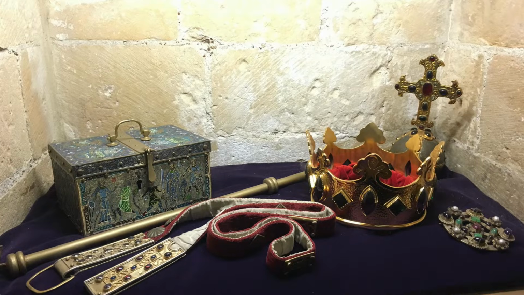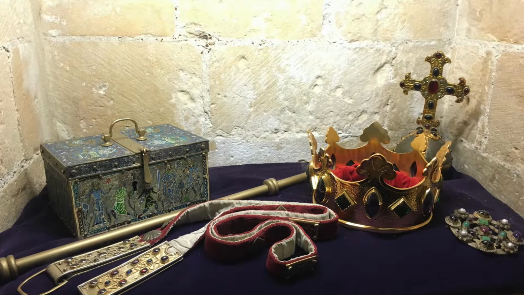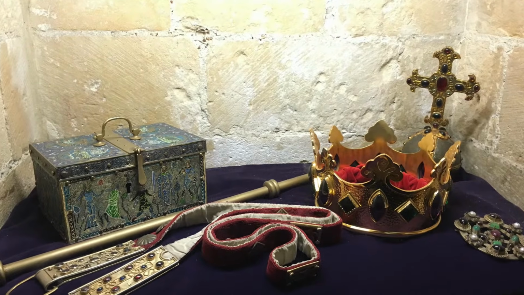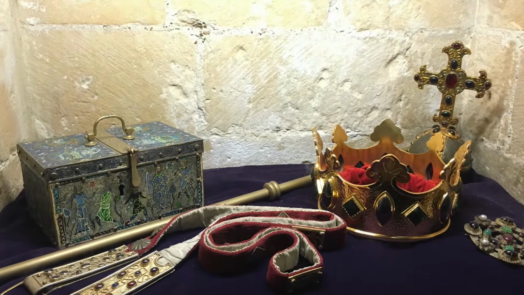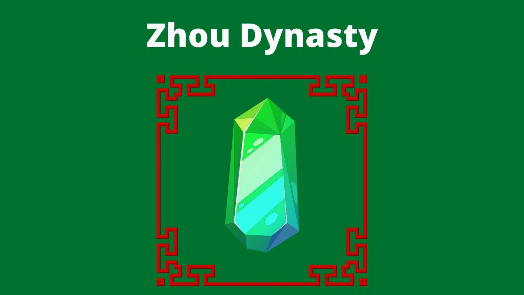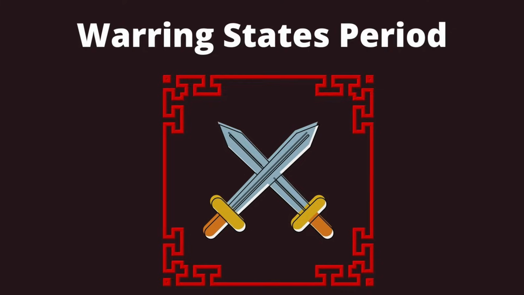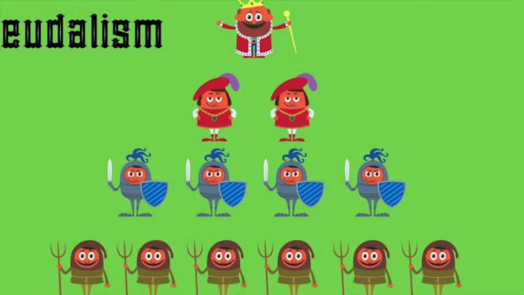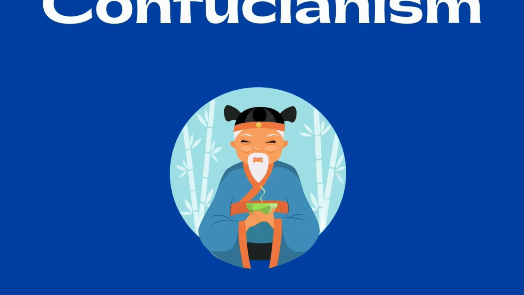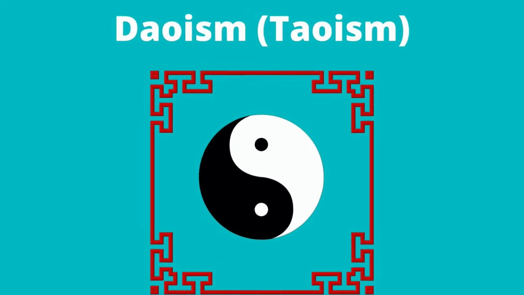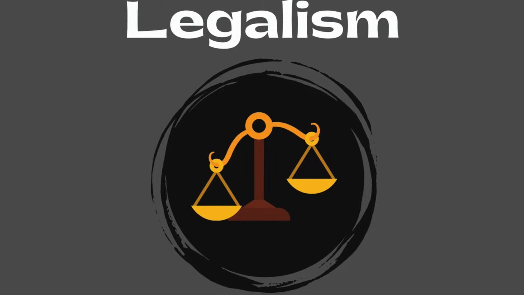Perhaps the correct answer is that it depends on the situation, time, and place. The reality is there is no perfect solution. This video goes over the Zhou Dynasty, the Warring States period, and how China used feudalism, Confucianism, Taoism, and legalism to create order in their society.